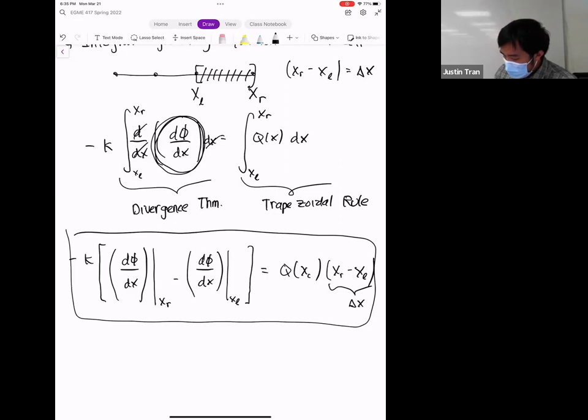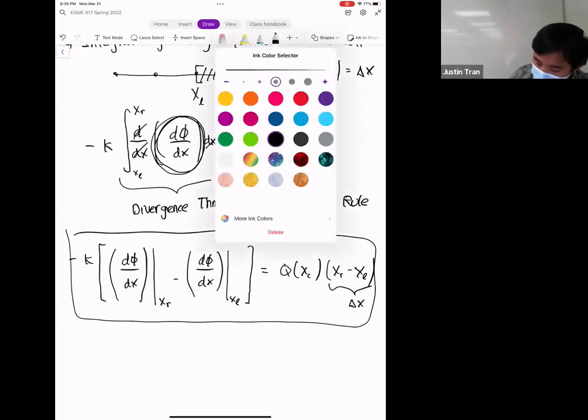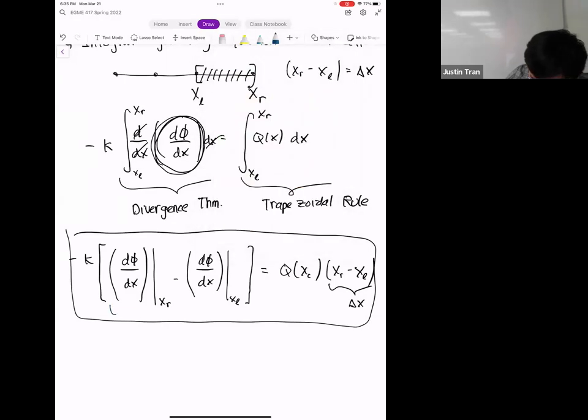All right. The right-hand side of this equation is more or less already taken care of. We've already applied the trapezoidal rule, so we don't really need to worry about it anymore. Let's look at the left-hand side, because this part is kind of interesting. On the left-hand side, we have these two terms: d phi dx at xr and d phi dx at xl. These are basically our first-order function derivative evaluated at the boundaries of our cell.